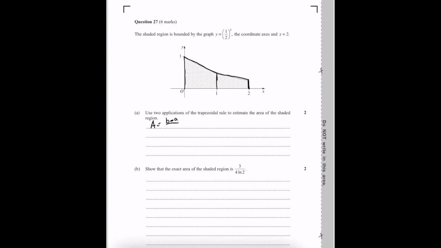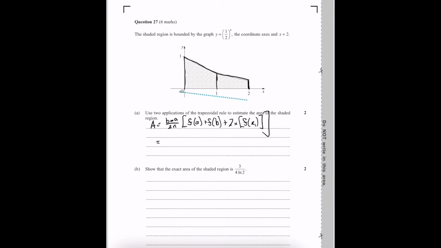So the formula is b minus a over 2n, all outside of f of a, which is first, plus f of b, which is last, plus 2 times f of all the x values in between. In this case, it's just going to be one x value, because if this is a equals 0 and this is b equals 2, then the one in between is just 1. Using two applications, that is.